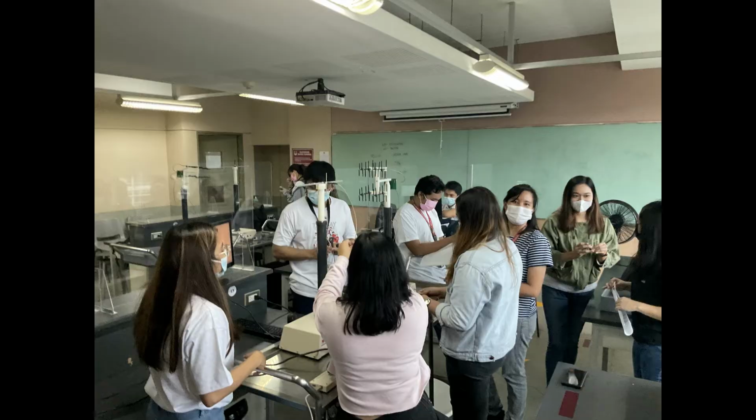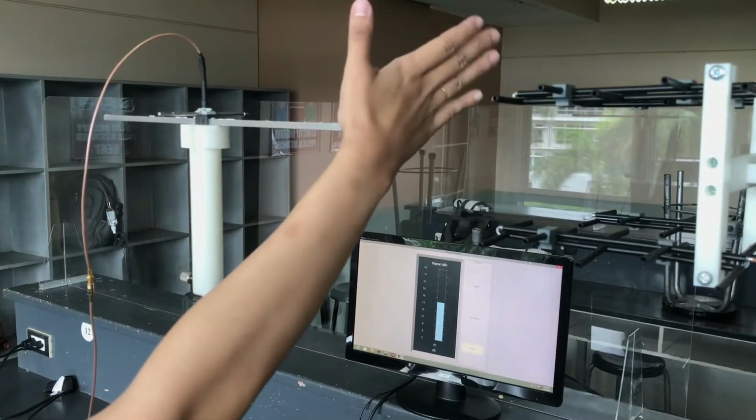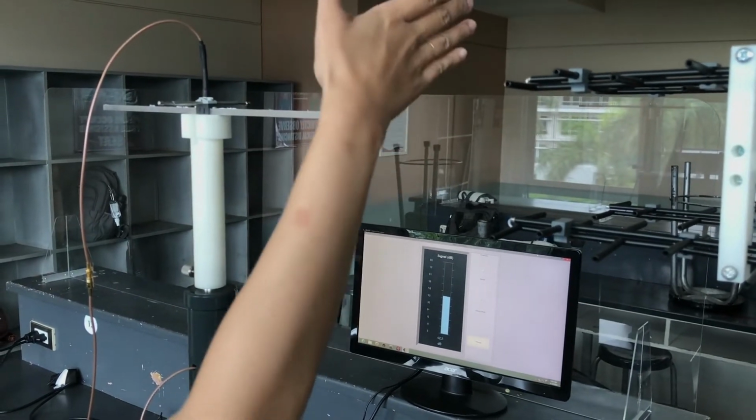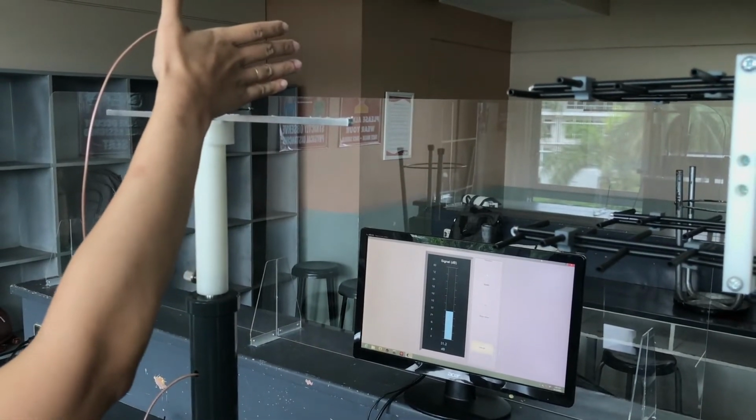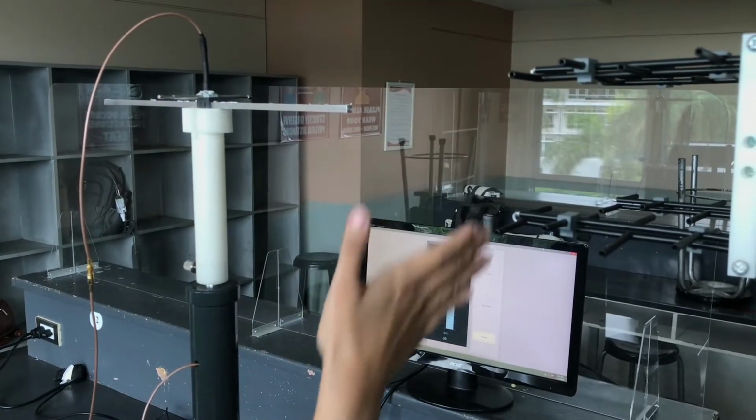The results showed that the control setup reads an approximate signal level of 47.1 decibels. Upon introduction of an object, in this case, one of the students' hands, the signal level decreased by at least 10%. This was given that the hand was positioned approximately halfway between the transmitting antenna and the receiving antenna.